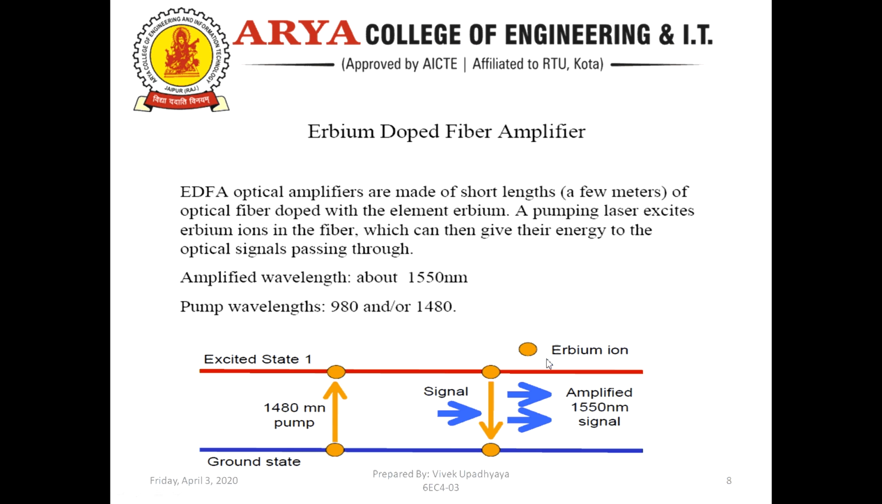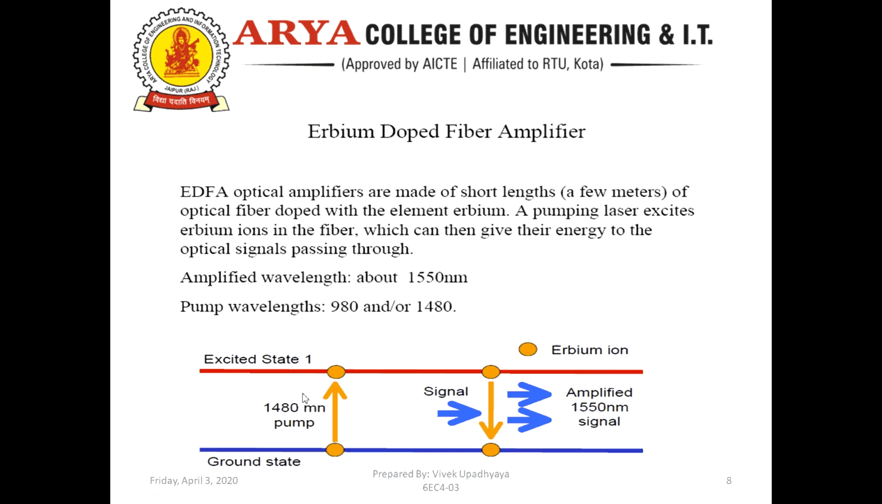Now the EDFA optical amplifiers are made of short lengths, a few meters, of optical fiber doped with the element erbium. A pumping laser excites erbium ions in the fiber, which can then give their energy to the optical signal passing through it. The amplified wavelength is about 1550 nanometer, and the pump wavelength is about 980 or 1480 nanometer.